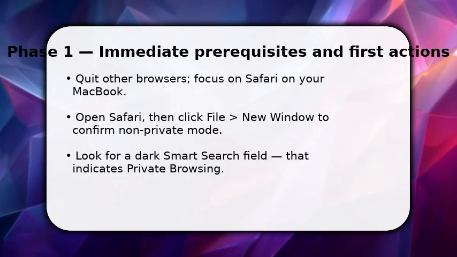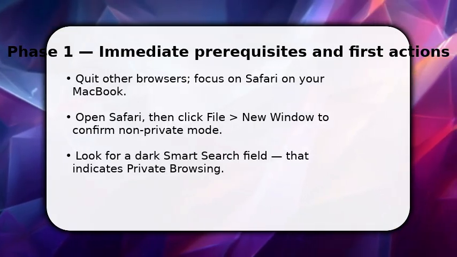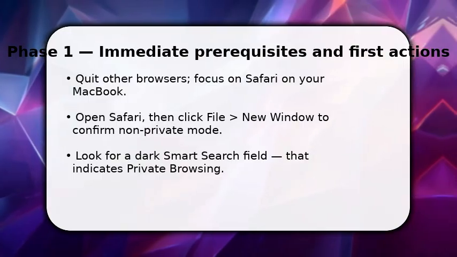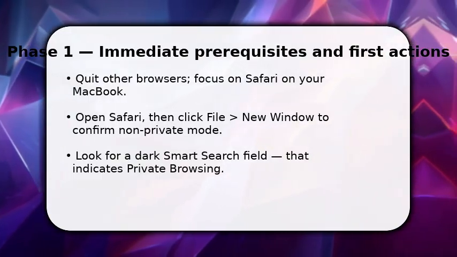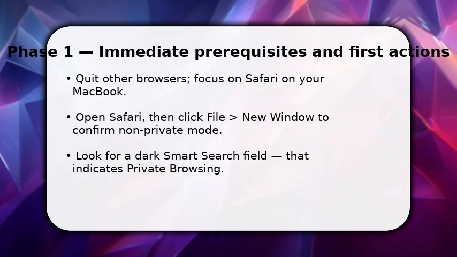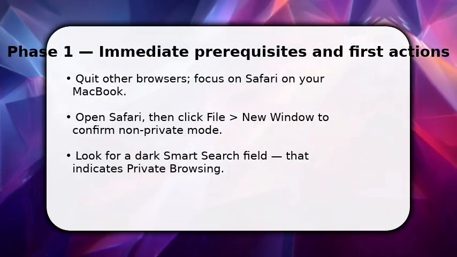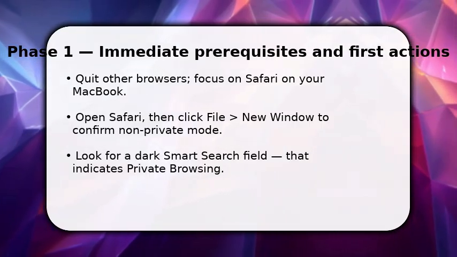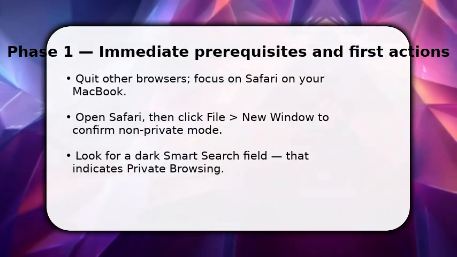You start in Safari. You want to confirm whether private browsing is active and why it matters. Open Safari now, then create a new window. You need to see the window style. If the Smart Search field and toolbar are darker or say private, that signals private mode. Once done, you know whether to toggle settings or close specific windows.